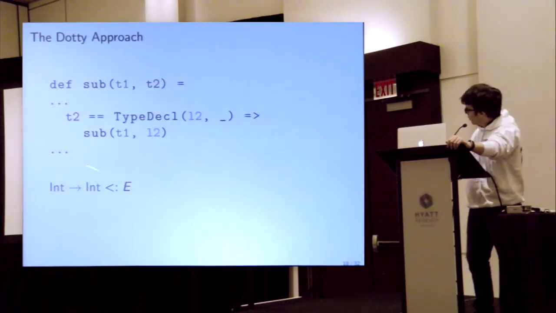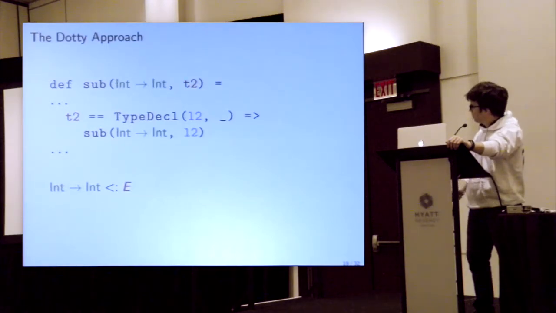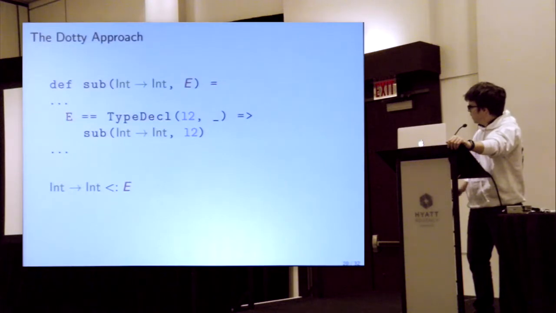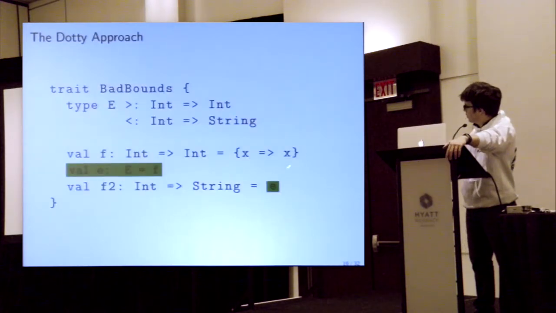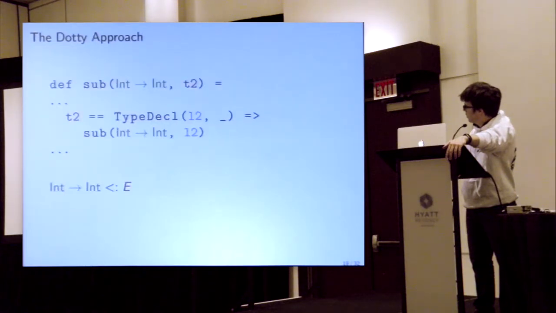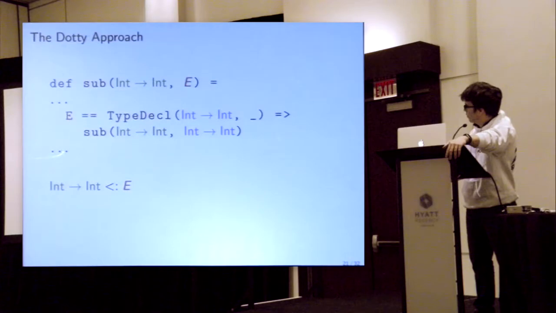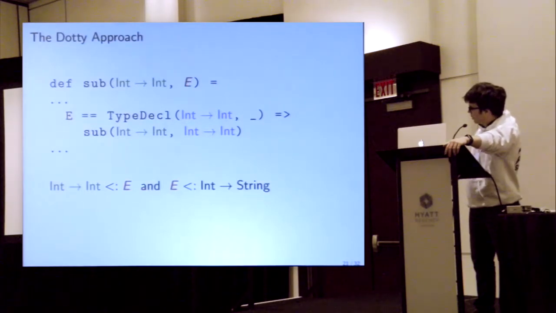So now we substitute int goes to int for T1 and E for T2. Let's substitute T1. Let's substitute T2. And now the compiler, there's a big pattern matching expression here. The compiler sees that E is a type declaration that has a lower bound and an upper bound. And the lower bound is, from the previous slide, int goes to int. So we plug that in. And now the subtype check will go through because these two types are the same. And that's how we get that int goes to int is a subtype of E.